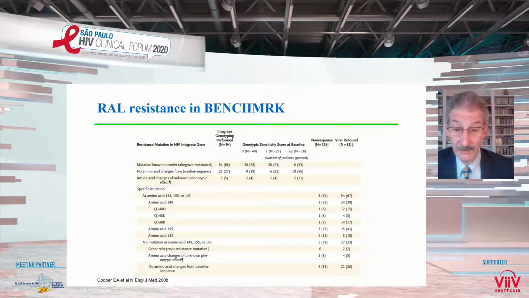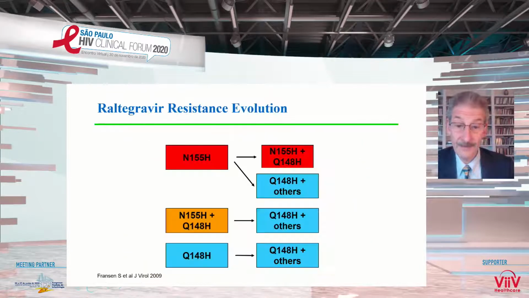Here, what you can see is that patients who had virologic failure on the raltegravir accumulated mutations particularly at position 148, which led to resistance to raltegravir, but there were also other patterns of resistance that emerged, including changes at positions 155 and 143. As more evidence became available, it became clear that the 155 mutation emerges first and is then replaced by the mutation at position 148, which accumulates co-mutations at position 140 and at other positions.